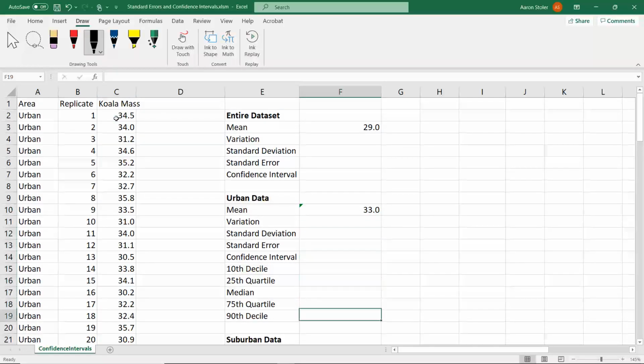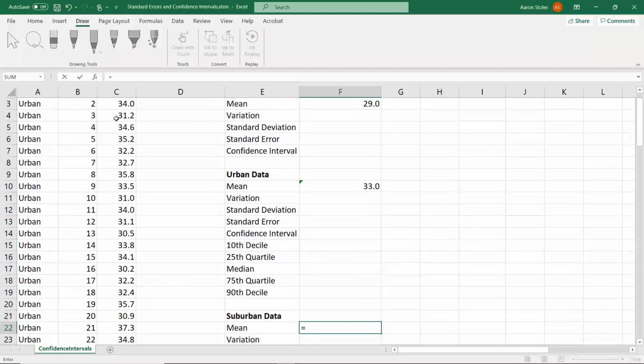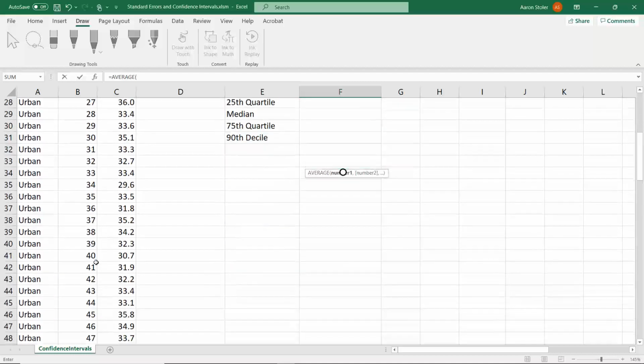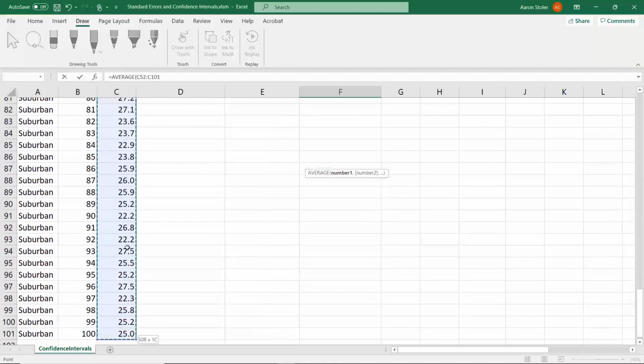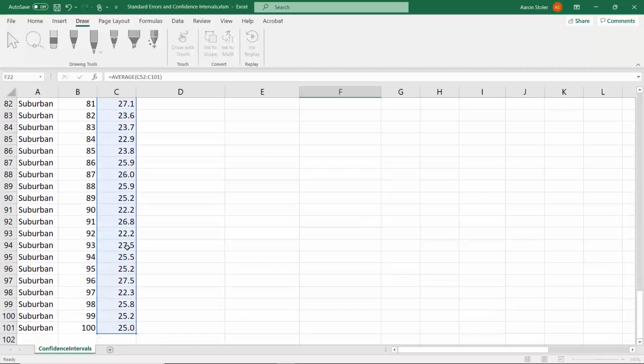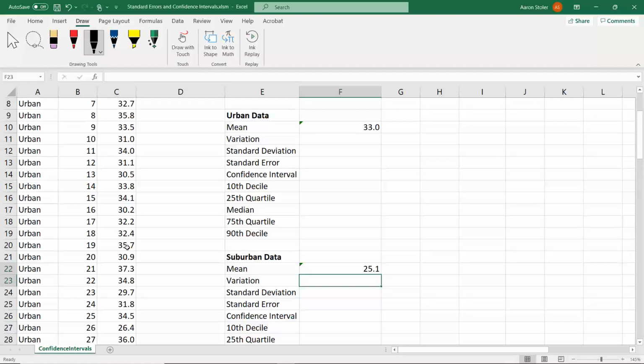And let's do that again for our suburban data. Average. And the suburban data starts in C52, and we go to C101. There we have our mean data for our suburban. And you can see that the mean suburban mass is less than the urban mass.